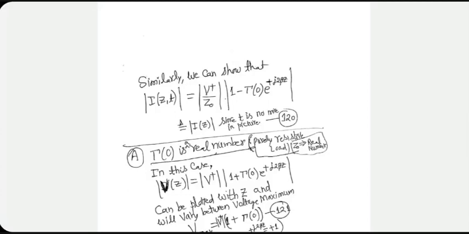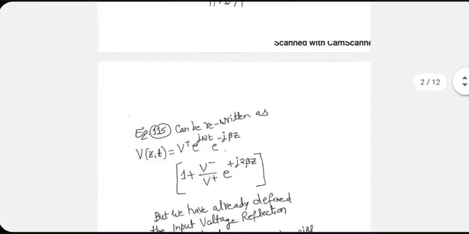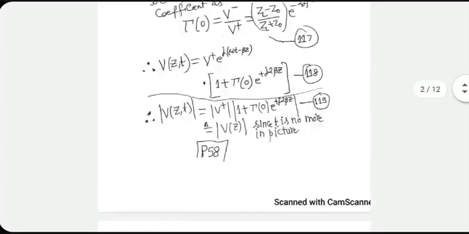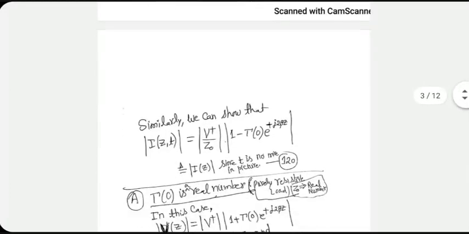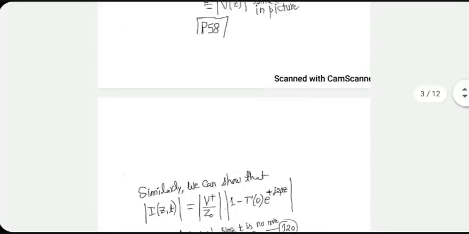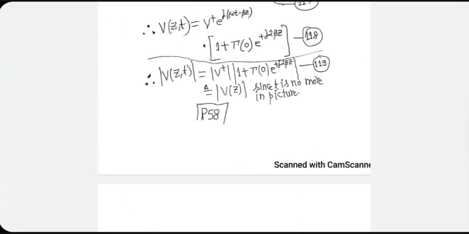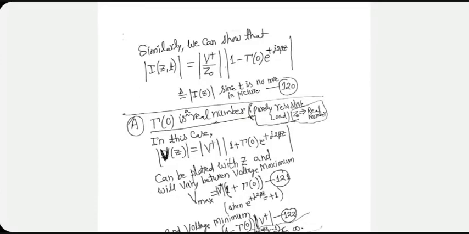Now, in general, tau 0 will be a complex number because ZL can be a complex number. Z naught can also be complex, who knows? But let's start with the assumption that ZL is real and Z naught is also real. Let's see how things go with that assumption. So tau 0 is a real number, suppose, to begin with at least, case A. Then the magnitude of V(z) will simply be the magnitude of V plus multiplied by the magnitude of 1 plus tau 0 e to the power j2 beta z. That remains as it is.